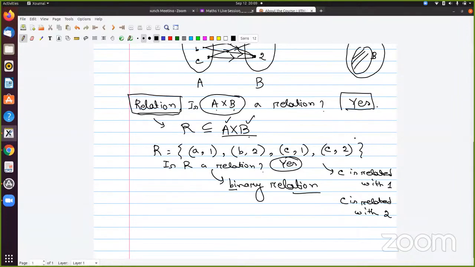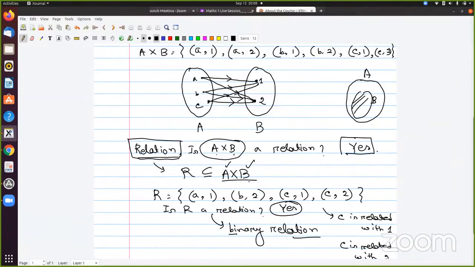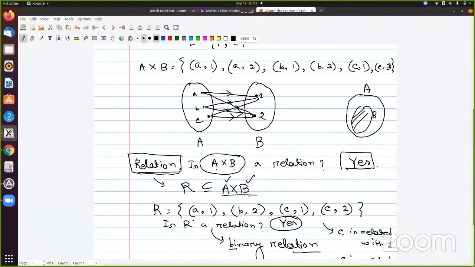Sir, someone asked what is the subset here. In this example, what is the subset? This is the subset, this R. This is a subset of A cross B, right? All elements of R belong to A cross B. Correct? So it is a subset. Subset means all elements of R should be inside A cross B. So are all elements of R inside A cross B?